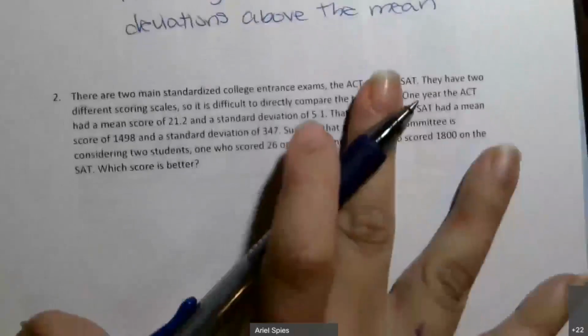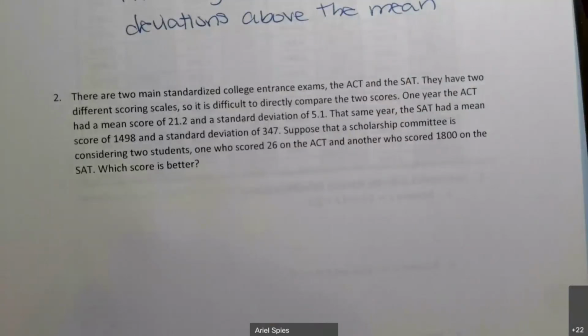Okay. Number 2 tells me there's two main standardized college entrance exams, the ACT and the SAT. They have different scoring scales, so you can't exactly compare what someone gets on an ACT to what someone gets on an SAT. But you can compare their standard deviations because those are kind of measuring it on the same scale. It tells me that one year the ACT had a mean score of 21.2 and a standard deviation of 5.1. The same year, the SAT had a mean score of 1498 with a standard deviation of 347. It says, suppose that a scholarship committee is considering two students, one who scored 26 on the ACT and another student who scored 1800 on the SAT.